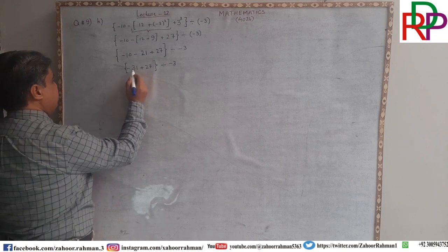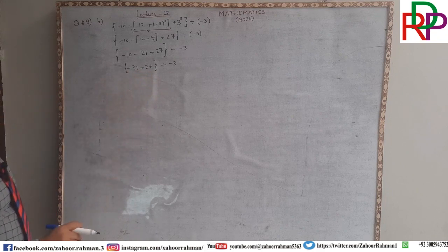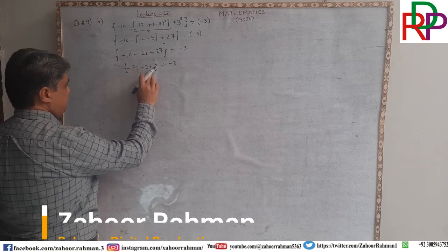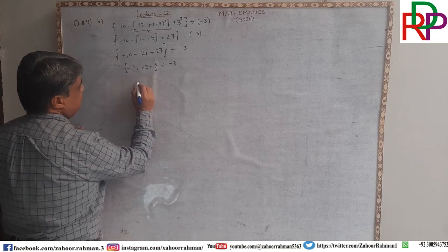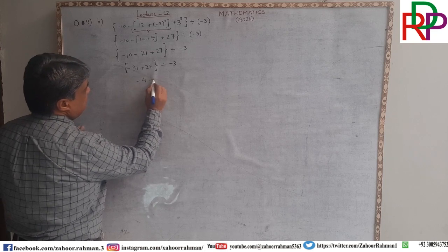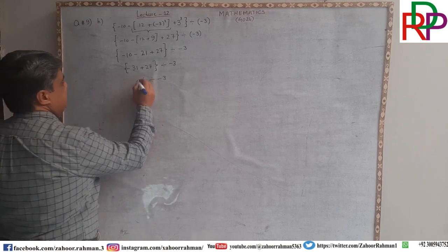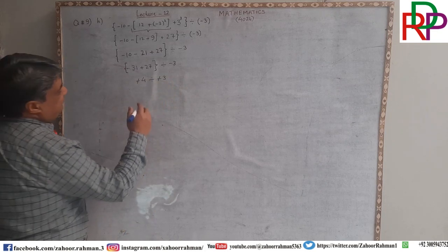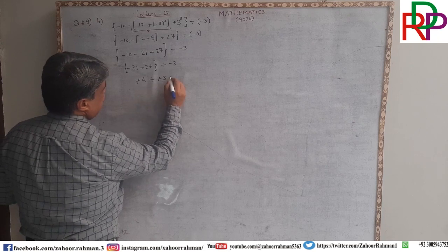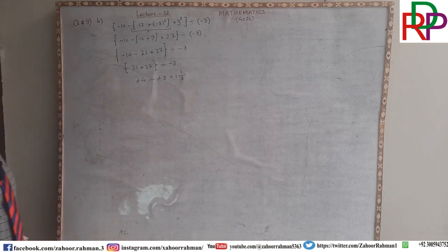Let me remind you that minus 31 and 27 are having different signs. So from 31 we have to subtract 27, and that will be 4 in the sign of the larger number. So that will be minus 4 divided by minus 3. Ladies and gentlemen, this will be cancelled with this one. And when we divide 4 by 3, we will get 1 whole 1 over 3, and that is the answer.